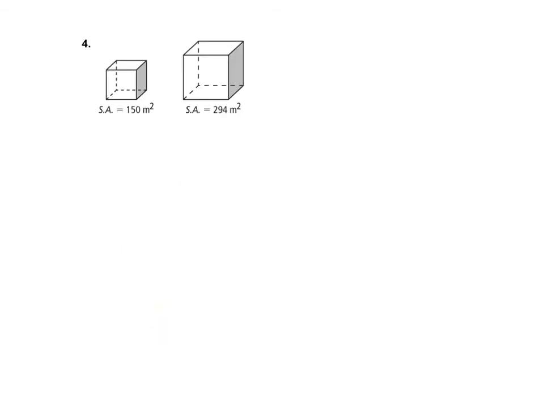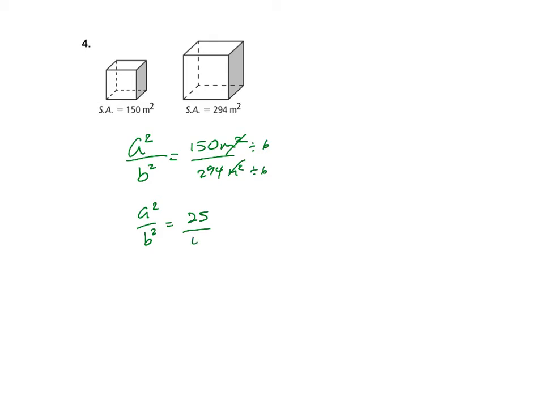So the next one. Right now I have the area. So A squared over B squared equals 150 meters squared over 294 meters squared. I can simplify both of these by 6. A squared over B squared equals 25 over 49. Now I'm just going to take the square root of both sides. So A over B equals 5 over 7.